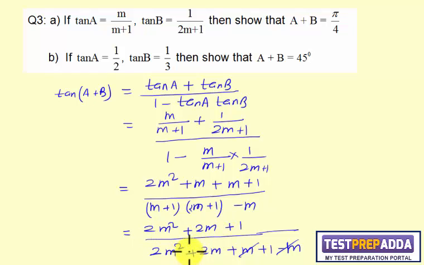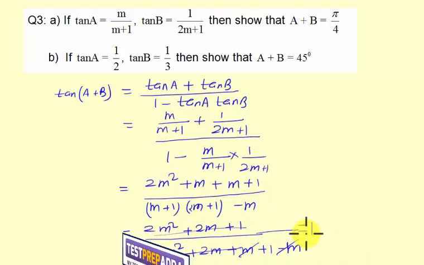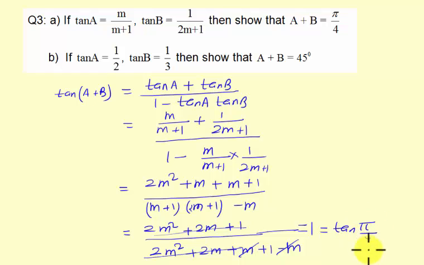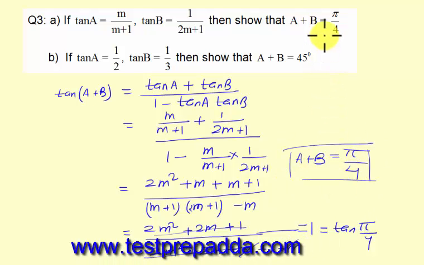Now if you look at the numerator and denominator, both are the same, so they get cancelled and we get 1. This way tan A plus B is coming 1, and we know that tan 45 or tan pi by 4 is 1. So this way we prove that A plus B is equal to pi by 4, hence proved.